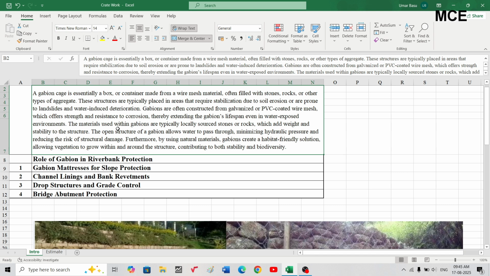The materials used for gabions are typically locally sourced stones or rocks, which add weight and stability to the structure. The open structure of the gabion allows water to pass through, minimizing hydraulic pressure and reducing the risk of structural damage. Furthermore, by using natural materials, gabions create a habitat-friendly solution, allowing vegetation to grow within and around the structure, contributing to both stability and biodiversity.